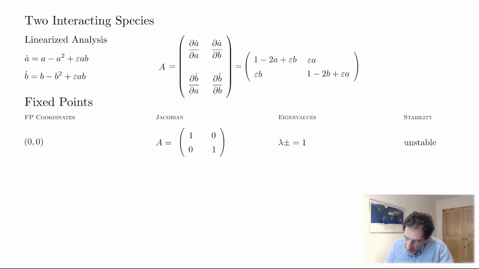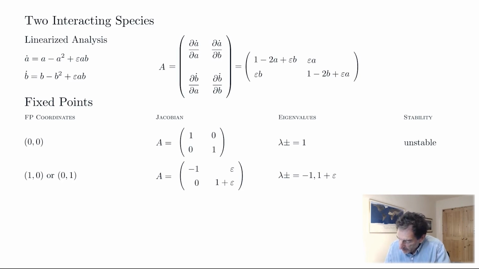Then there are the single species coexistence points 1, 0, or 0, 1. Let's just look at 1, 0. Let's not worry about 0, 1. And here the Jacobian matrix is minus 1, epsilon, 0, 1 plus epsilon. And for this matrix, the eigenvalues lambda plus minus are equal to minus 1, 1 plus epsilon. So the behavior of this fixed point depends on the value of epsilon. It's a stable fixed point if epsilon is less than minus 1, because then both eigenvalues are negative. And it's a saddle otherwise. And so 0, 1, there's similar behavior.